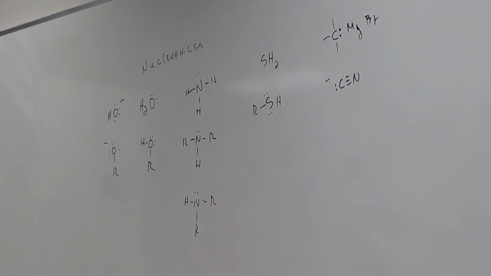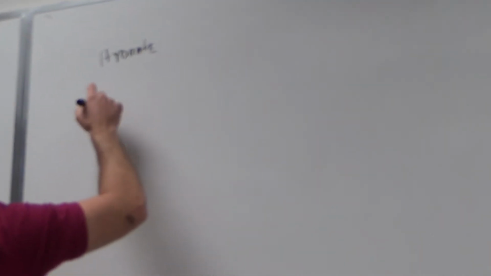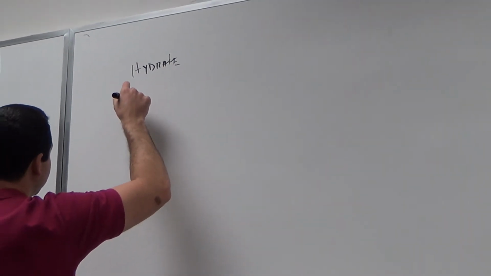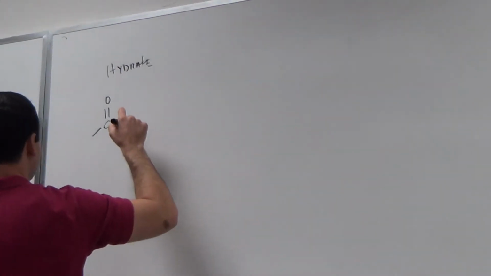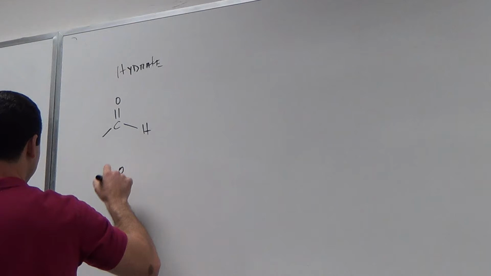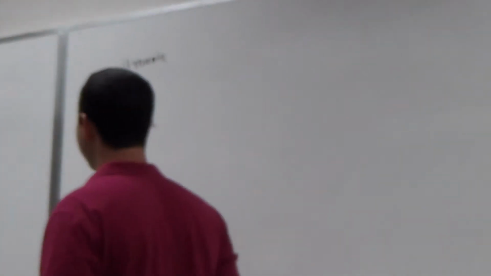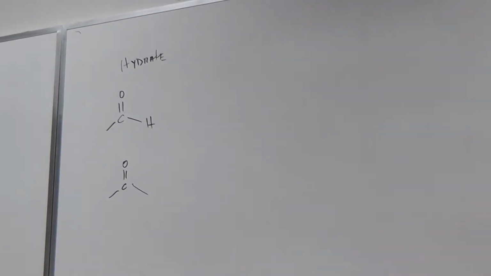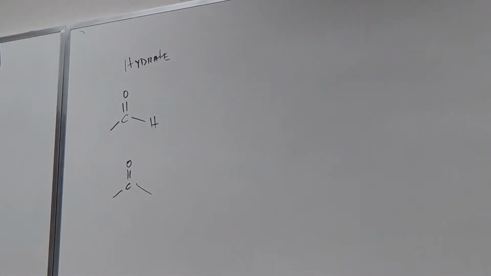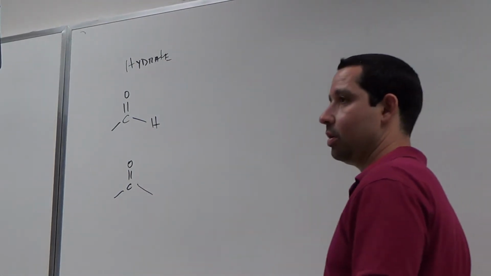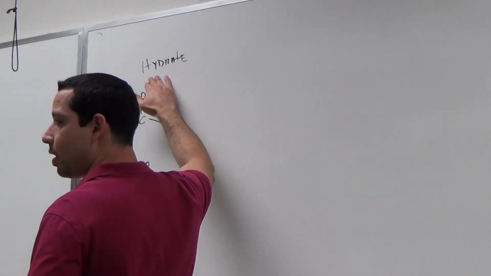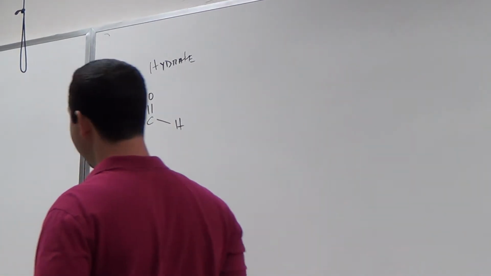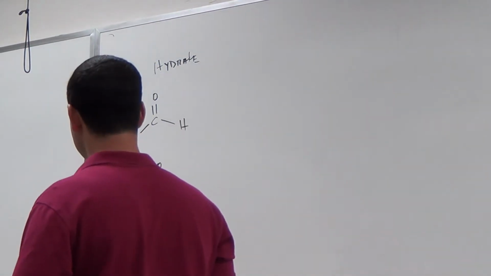Let's say we have a hydrate. So let's say that what we have is, by the way, which of these two should react faster, the aldehyde on the top or the ketone on the bottom? The aldehyde on the top is more reactive. Write it down. It's not referring to hydrates, okay? Just write down: aldehydes are more reactive than ketones.